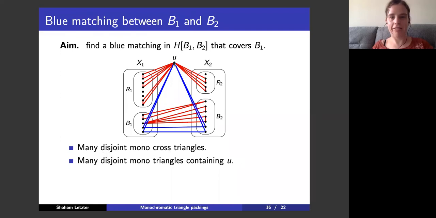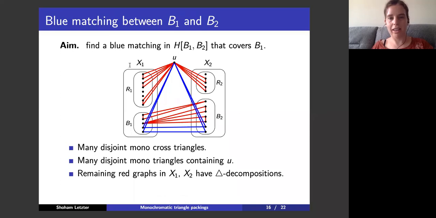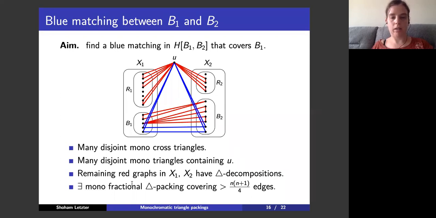Yeah, so we have many disjoint monochromatic cross triangles. We have many triangles that contain U, and somehow putting these two things together. Oh, sorry. And again, as before, what remains in X1 and X2 is almost complete, so it has a triangle decomposition. Putting the two things together, or three things together, I guess, we get a packing in G this time that is, again, too large. Okay, so now I know that there is a perfect matching here, and I know that I can cover all these blue edges.